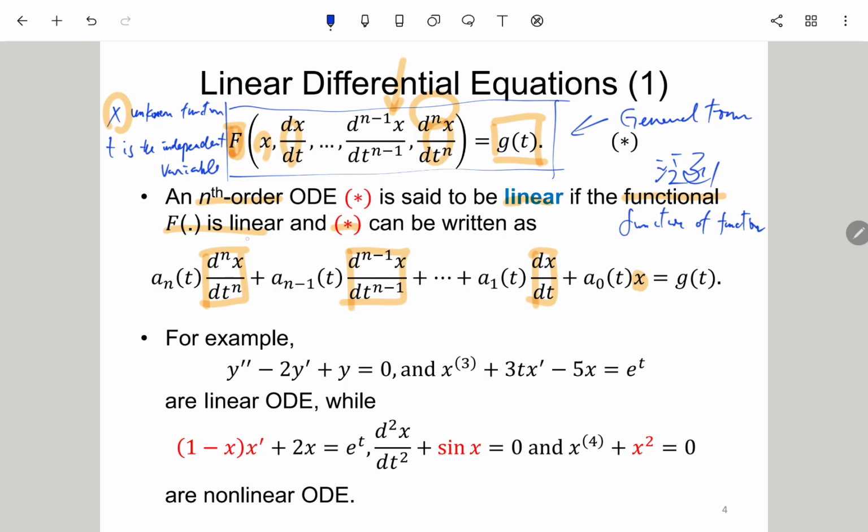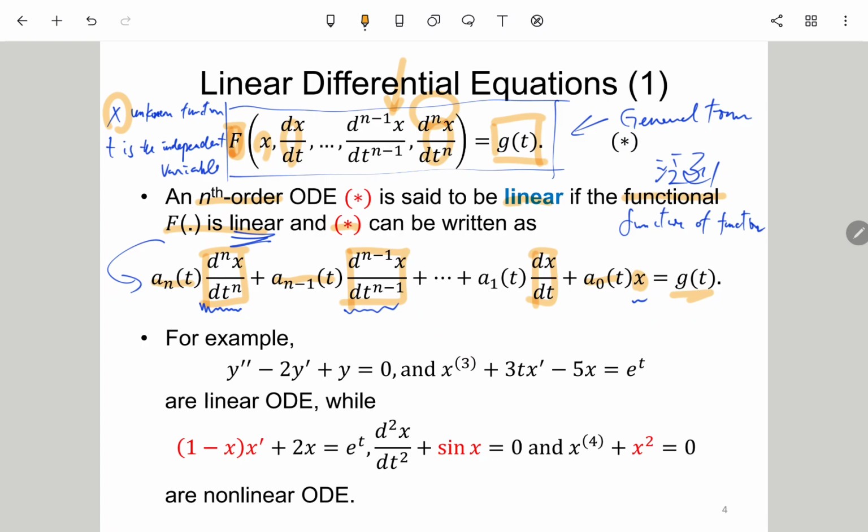But if it is linear, then the form should be like this. It only consists of a single order of the nth derivative, the n minus 1 derivative, all the way down to the original function. And for the coefficients, they will be functions of the independent variable: a_n of t, a_(n-1) of t, all the way down to a_0 of t. This is the left side, and the right side doesn't change. It can be an arbitrary function of time.